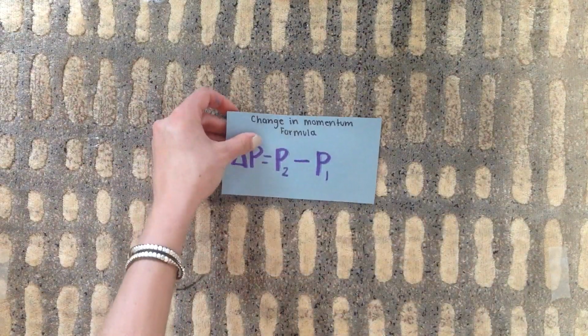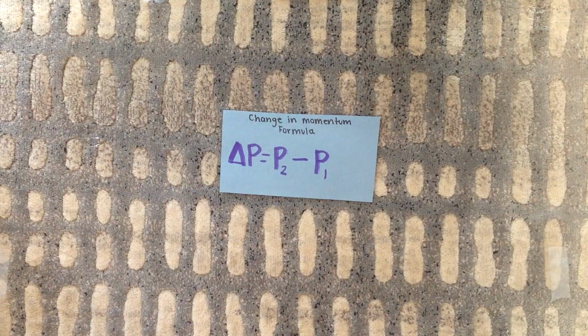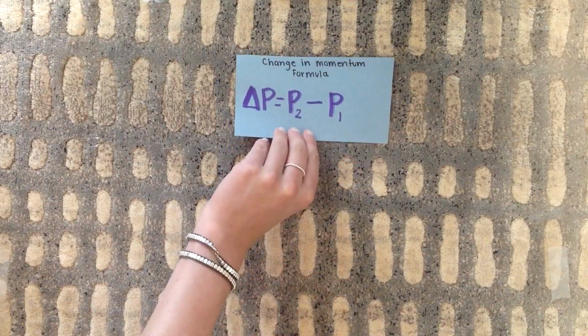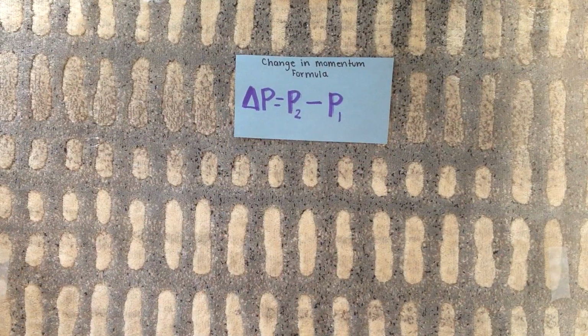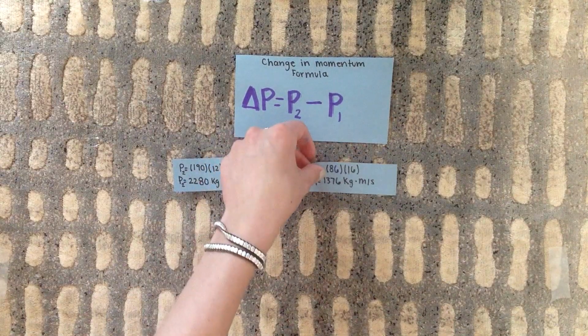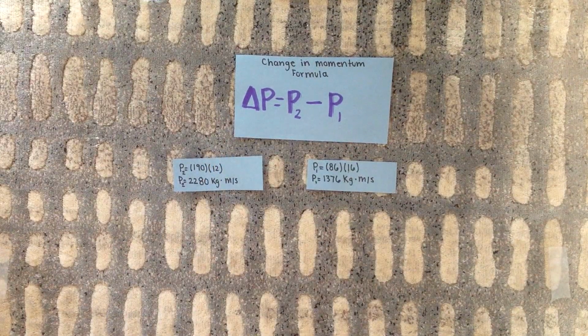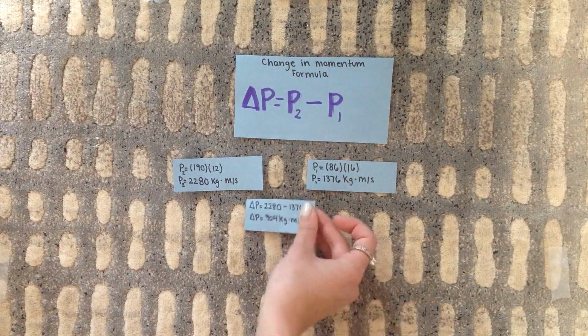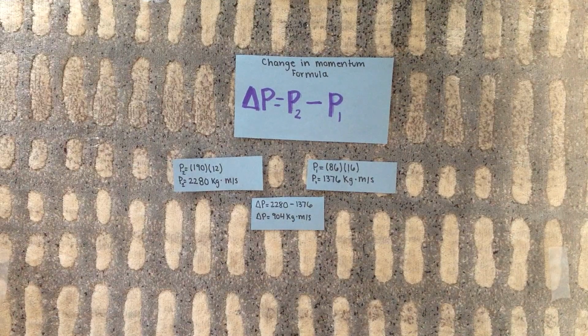We can now find the change in momentum using the formula change in P equals P2 minus P1. Keeping the formula in mind, I will remind you that P2 was the bear's momentum of 2,280 kg meters per second, and P1 was the man's momentum, 1,376 kg meters per second. Plugging this into the formula, we will get 904 kg meters per second is our change in momentum.